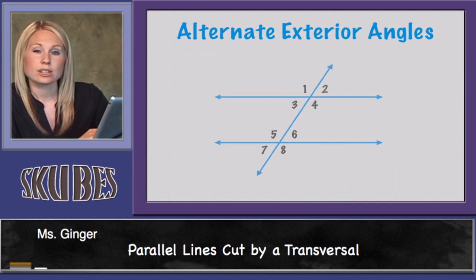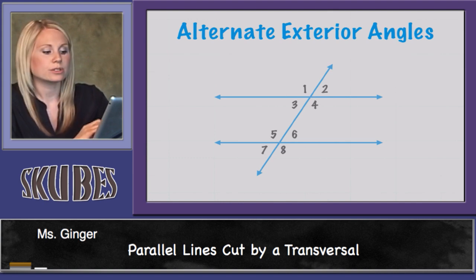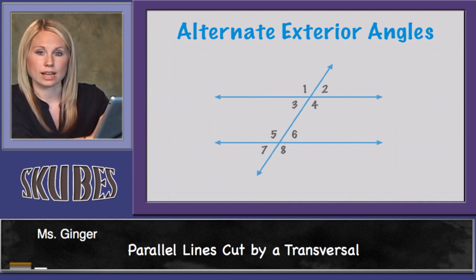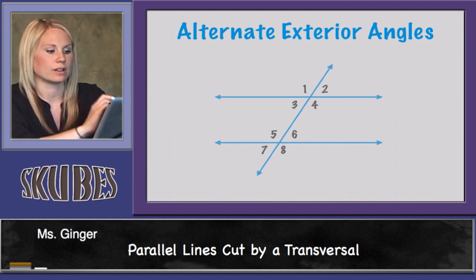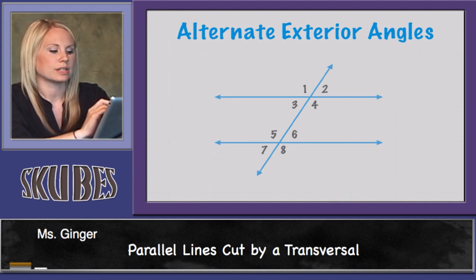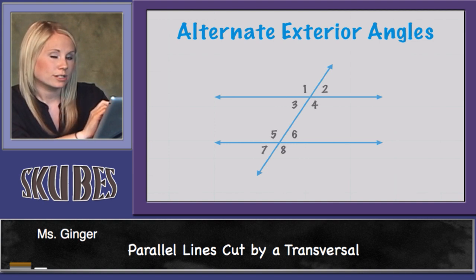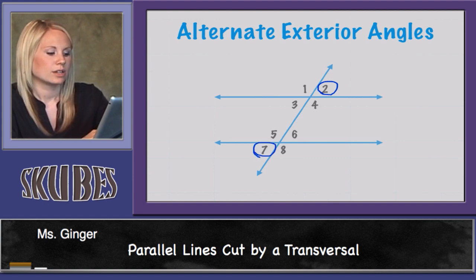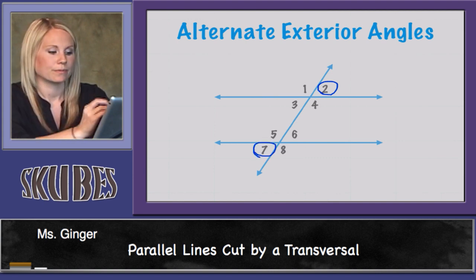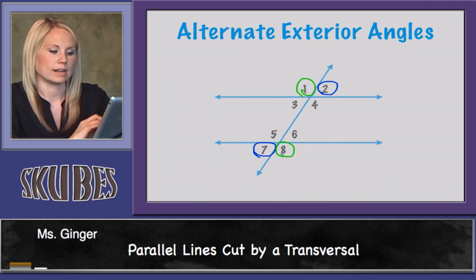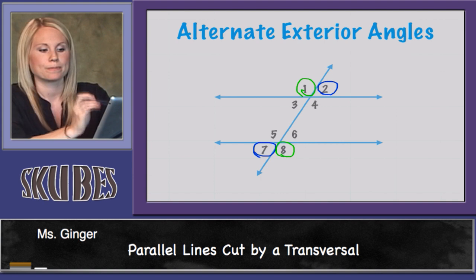Alright, similarly, we can talk about alternate exterior angles. So we're not dealing with the portion inside the parallel lines now. We're moving outside or on the exterior portion of the parallel lines. So let's find two alternate exterior angles. They would be on alternate sides of the transversal, but outside the parallel lines. So 2 and 7 would work here. We could also use 1 and 8 as an example of this term.